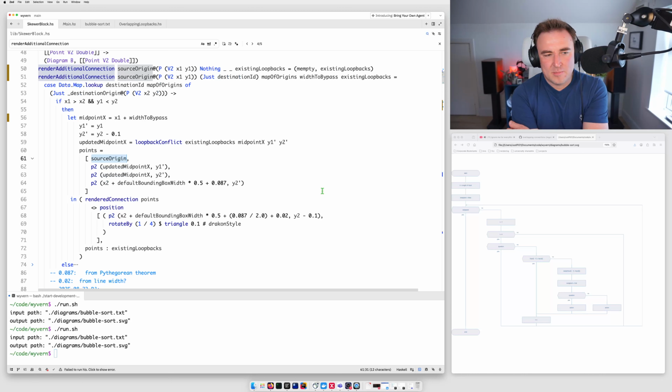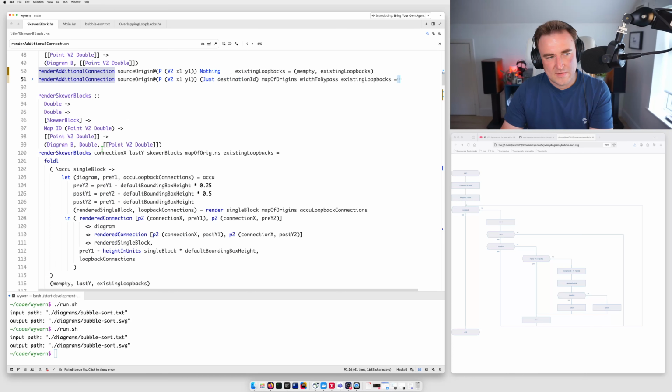Maybe the best course of action would be not to shift the loopback connection down, because that would mean introducing another point to the 4 points that form a loopback connection, but to push the regular connection a little bit higher. Let's see.